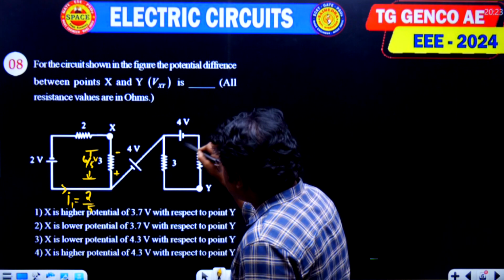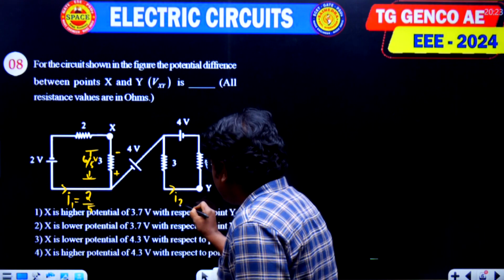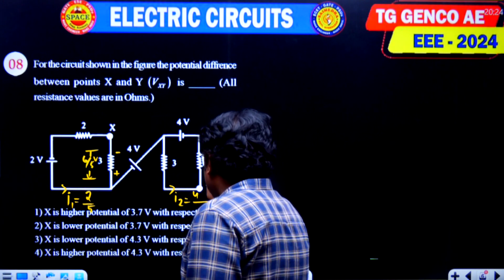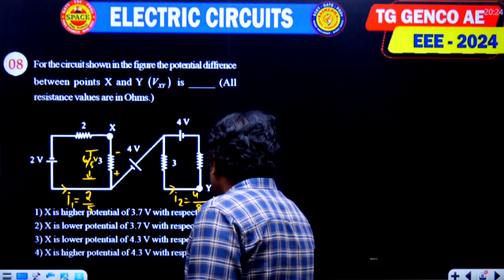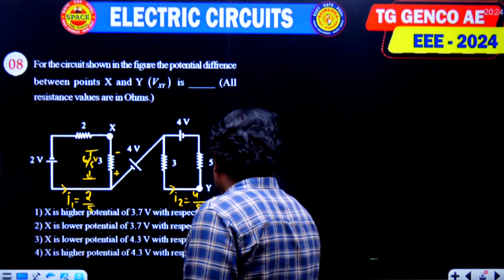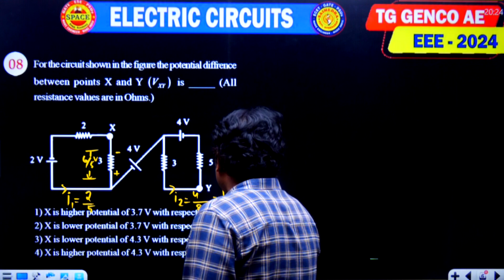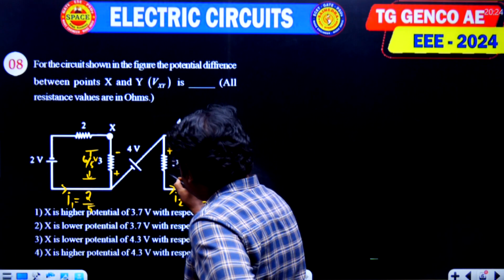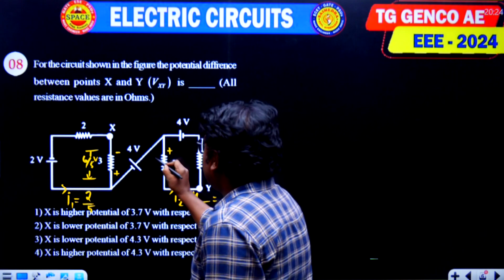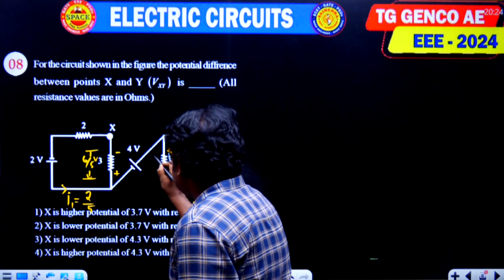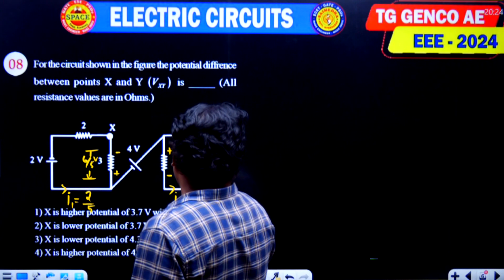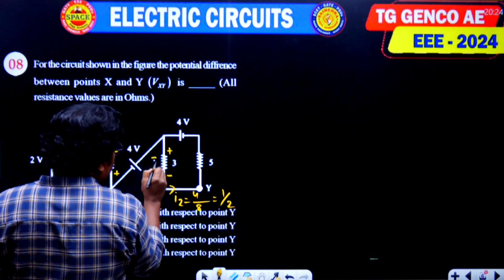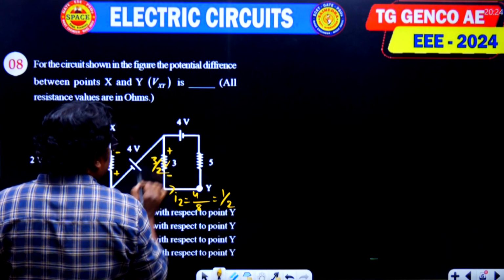Now similarly in this loop, let us assume the current is I2, where I2 is equal to the voltage, which is 4, divided by the total resistance, which is equal to 8. So it is equal to 1 by 2. Current enters at the positive terminal and leaves at the negative terminal. Now what about this voltage? That is equal to this current, 1 by 2, times the 3 ohms, so that is equal to 3 by 2 volts in this branch.